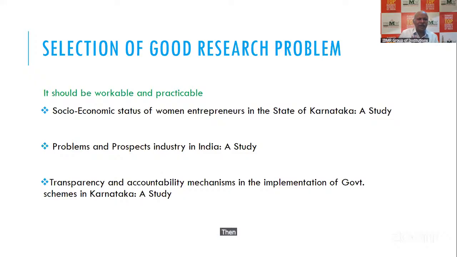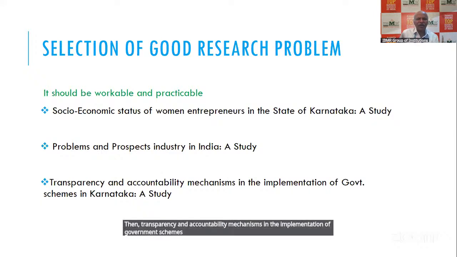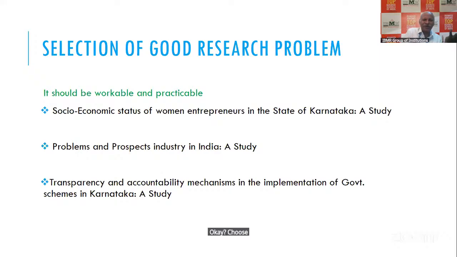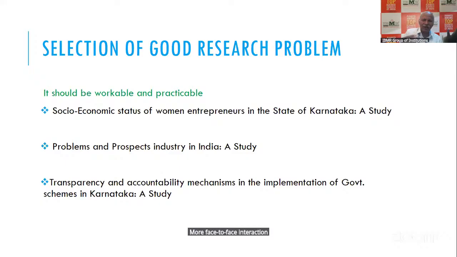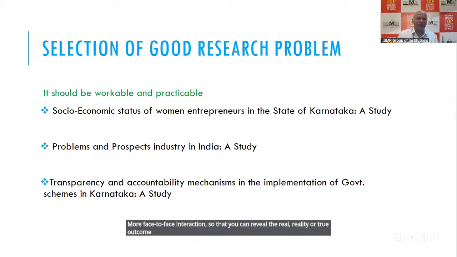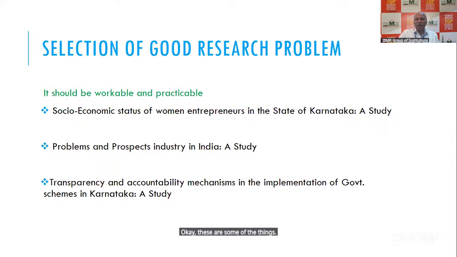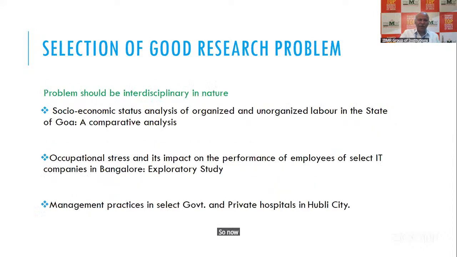Then transparency and accountability mechanisms in the implementation of government schemes in Karnataka. This is also a big study. Choose two or three schemes and one particular location and study in depth, more interactive, more deliberate, with more face-to-face interaction, so that you can reveal the real reality or true outcome. These are some of the things. Now we are coming to an end.